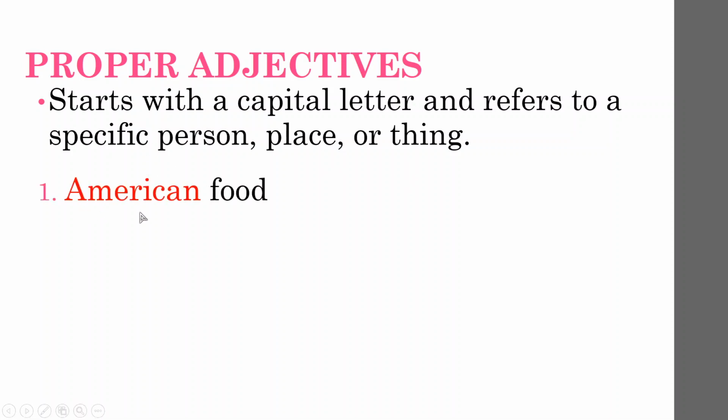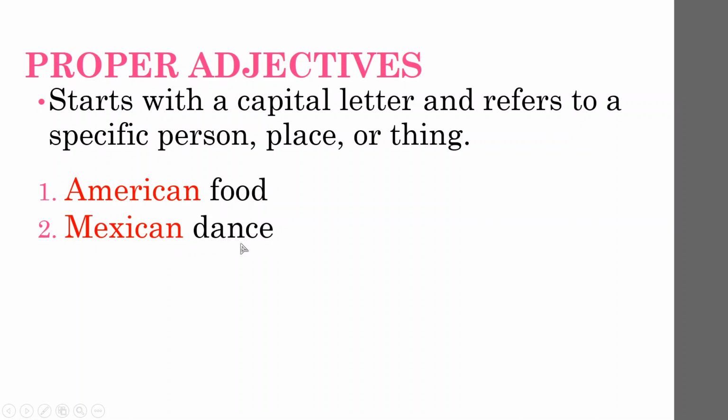American food. So American is from the word America. America is the proper noun, and American is the proper adjective. So this American is an adjective because it's modifying the word food. Next, Mexican dance. Mexican, again, is from the word Mexico. Mexico is a proper noun and Mexican is the proper adjective for it. So this Mexican word is modifying or describing the noun dance.